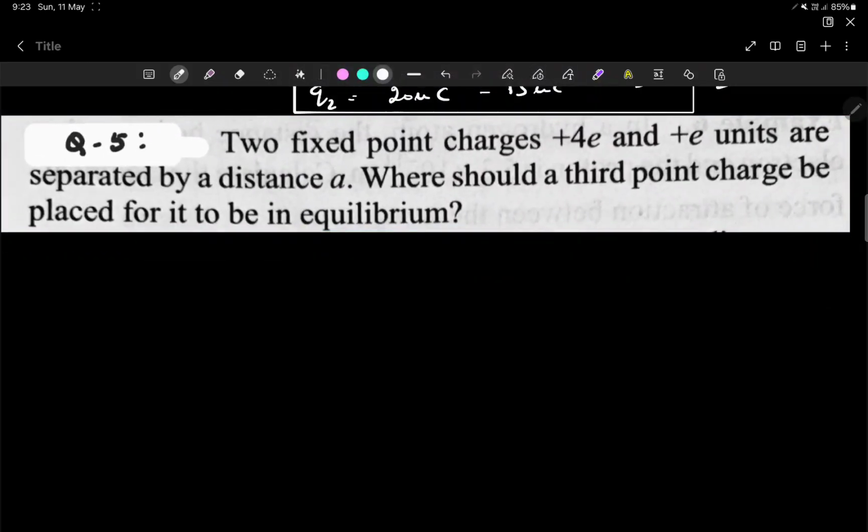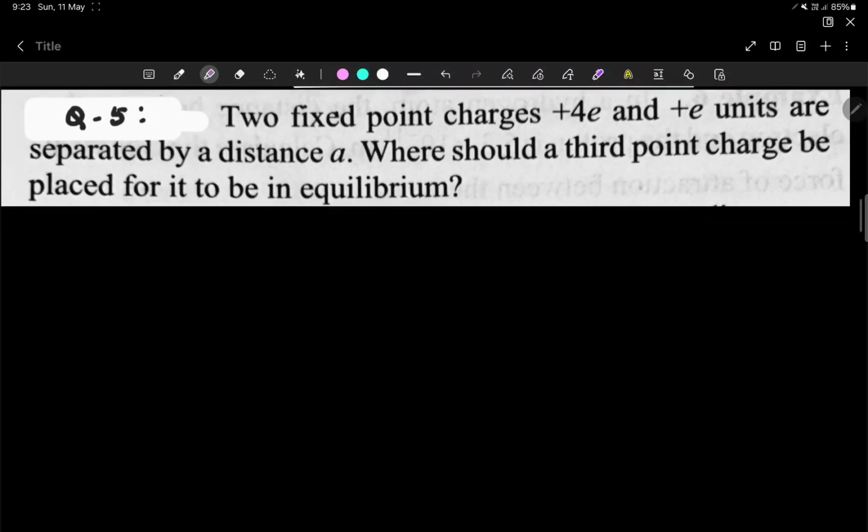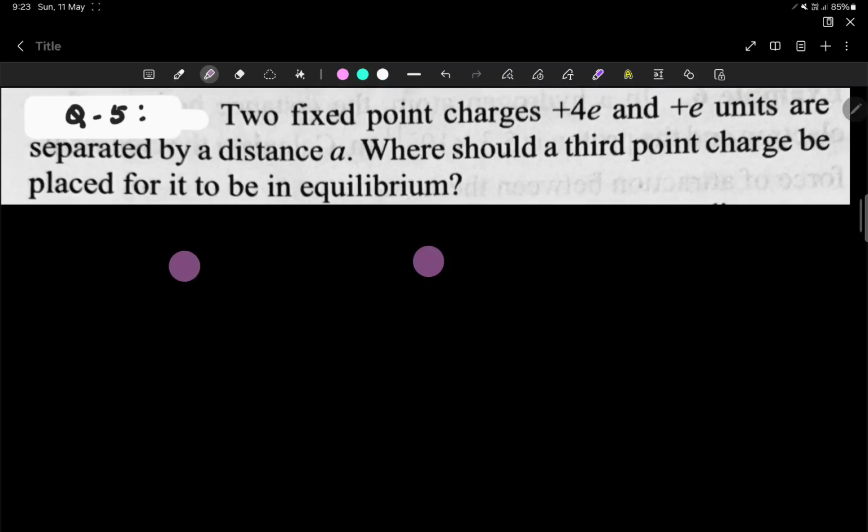Yes, it's a very important question actually. See, so two fixed point charges plus 4e and plus e units are separated by distance a. So this is your diagram. Suppose this is plus 4e and this is plus e, and they are separated by a distance of a. Where should a third point charge be placed for it to be in equilibrium?